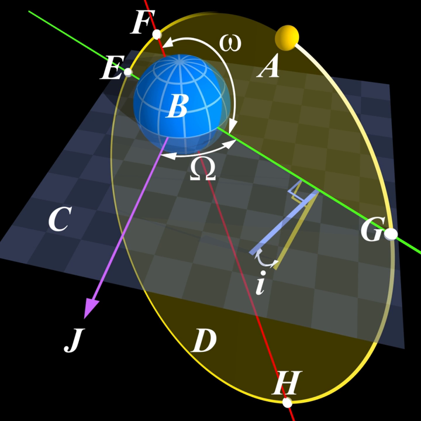In a small time dt, the planet sweeps out a small triangle having baseline r and height r dθ, and area dA = ½ · r · r dθ.